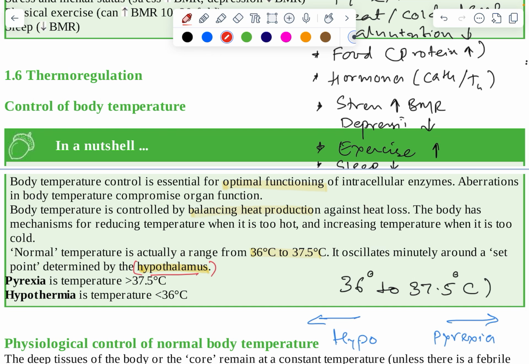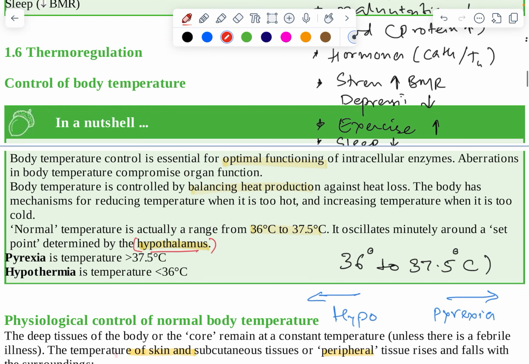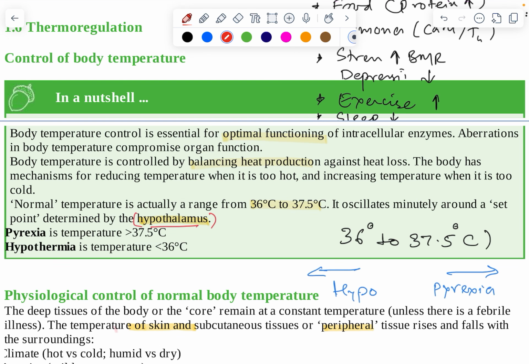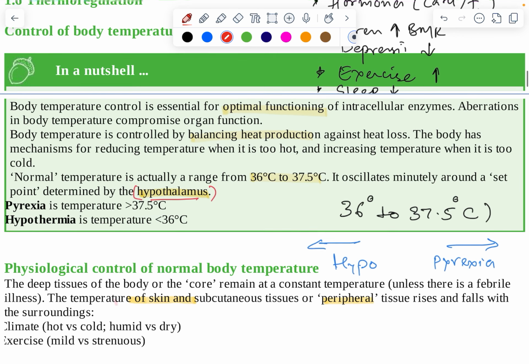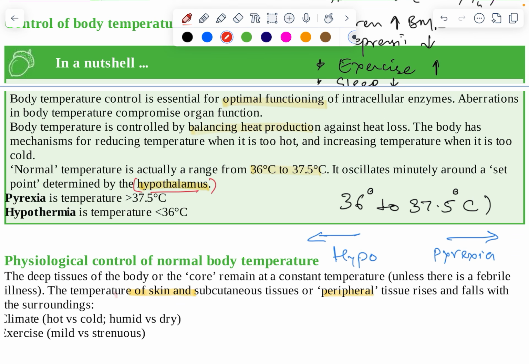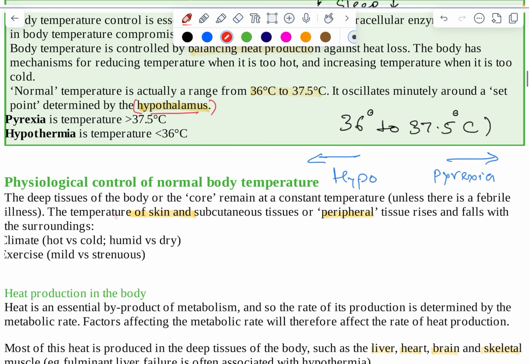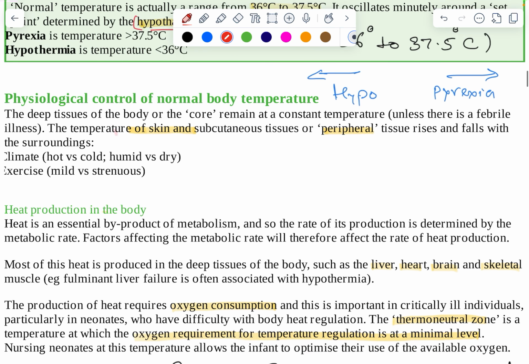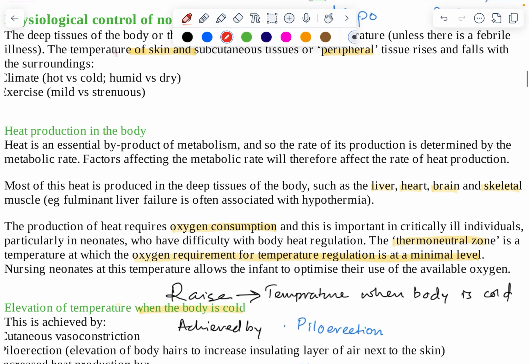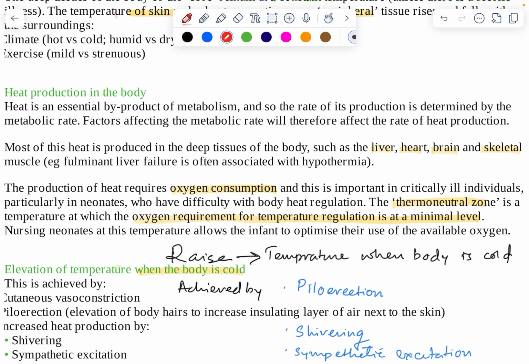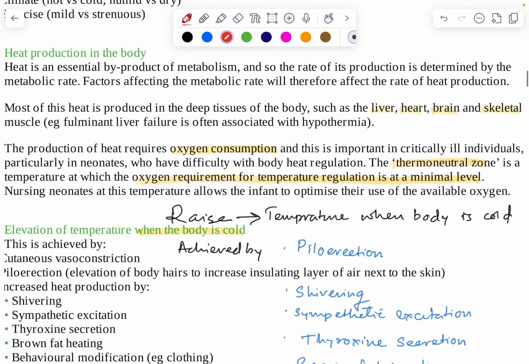Body temperature control is essential for optimal functioning, and abnormalities in normal body temperature compromise function. Body temperature is controlled by balancing heat production against heat loss. Normal temperature ranges from 36 to 37 degrees, oscillating minimally around a set point determined by the hypothalamus. Pyrexia is a temperature of more than 37, and hypothermia is less than 36. Physiological control of body temperature involves deep tissue or body core temperature and the skin. Heat production is an essential by-product of metabolism, so the rate of production is determined by metabolic rate. Most of the heat is produced by deep tissues such as the liver. The production of heat requires oxygen consumption, and the thermoneutral zone is the temperature at which oxygen requirement for temperature regulation is minimal.